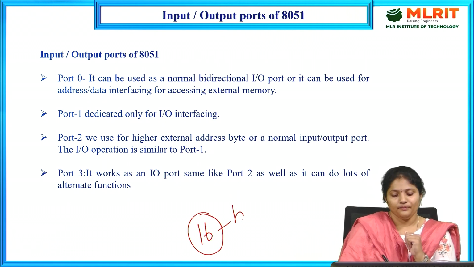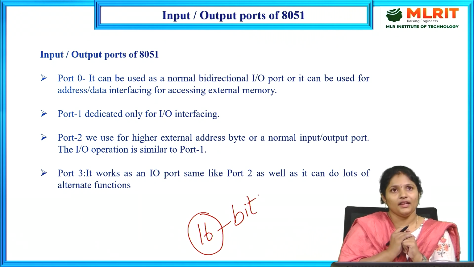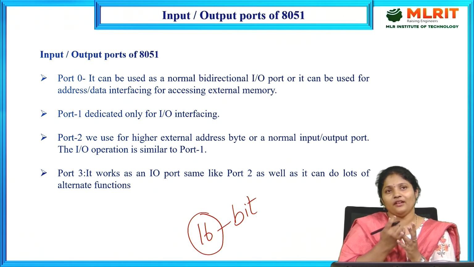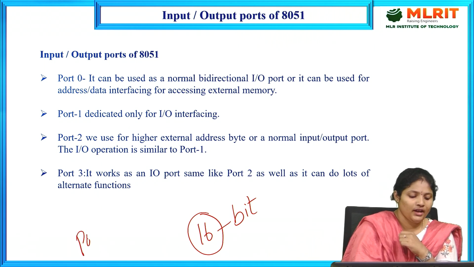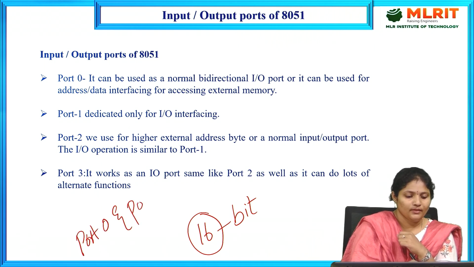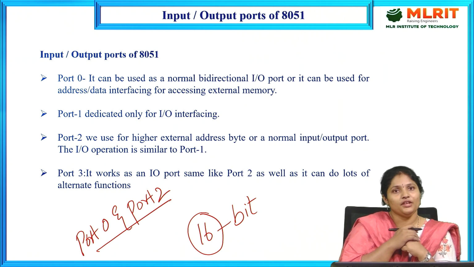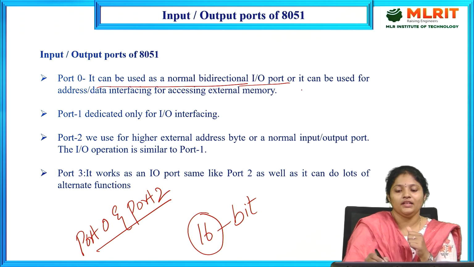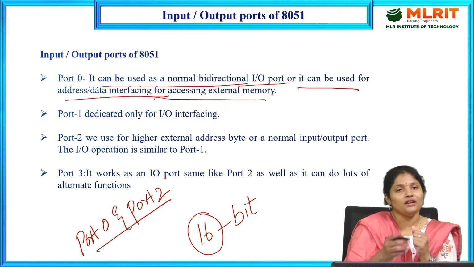But here in the case of the 8051, the ports which we are using, port 0, port 1, port 2, port 3, each one has only an 8-bit port. So how will this external 16-bit address be supported by these ports? In combination, by using port 0 and port 2, these address bits can be supported to access the external memory. So it can be used as a normal input output bidirectional port, and it can be used for the address and data interface for accessing external memory.